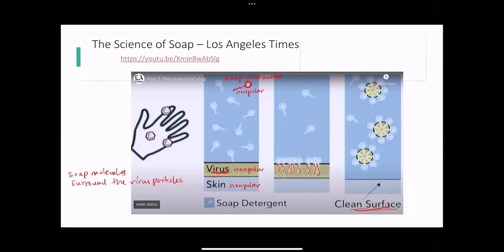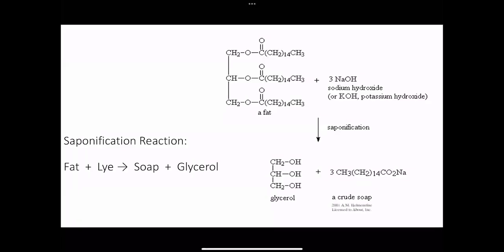So let's take a look at the next video here. Let me go to here. Is the soap, how soap is made. So how soap is made is called the saponification reaction. This is called the making of soap. And this is a reaction that goes back centuries. So it goes back to the days when humans made everything.